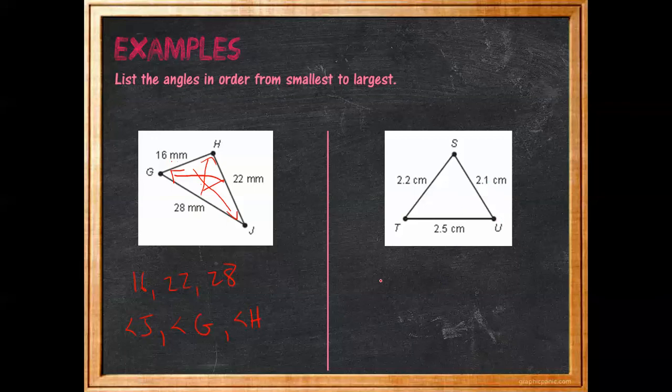Here, our side lengths from smallest to largest are 2.1, 2.2, and 2.5. So across from 2.1 is angle T. Across from 2.2 is angle U. And across from 2.5 is angle S.